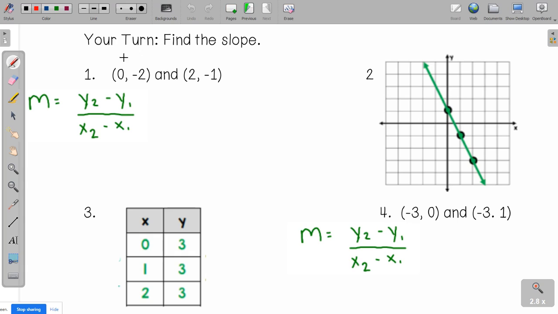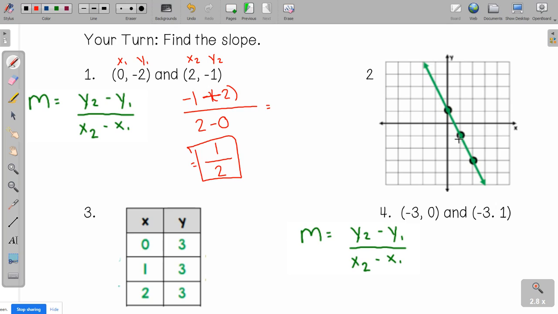Okay, let's check our work. Let's label our points. x1, y1, x2, y2. Substitute it in. Negative 1 minus negative 2 over 2 minus 0. Minus a negative makes a positive. Negative 1 plus 2 gives us positive 1. 2 minus 0 is 2. So we get 1/2.